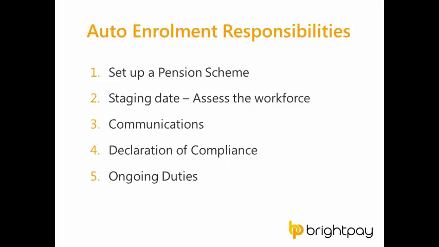There are a number of letters or communications that must be sent to your employees. Employers must pass on the necessary communications to all employees, not just those who are automatically enrolled. 5 months after the staging date, employers must complete a declaration of compliance to notify the pensions regulator that they have complied with AE. There are also a number of ongoing employer responsibilities such as handling opt-outs and opt-ins, making deductions and contributions, monitoring employees at each pay period, and sending a contribution file to the pension provider.